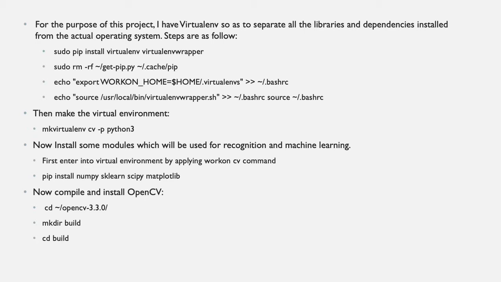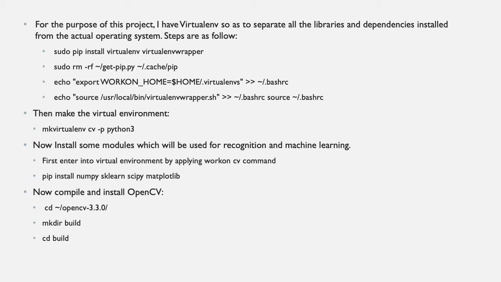So for this you have to use these commands to install virtualenv and virtualenvwrapper, and you have to make some changes to the configurations as directed by these commands. Once installed, you have to make the virtual environment of the Python 3 version. After entering the virtual environment, you have to install NumPy, sklearn, SciPy, and matplotlib. These will be used for our coin detection mechanism later on. And now after these are installed, we'll install OpenCV.